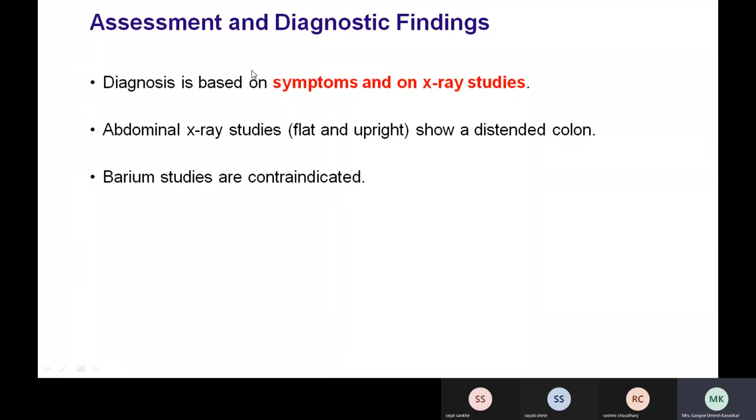What about the diagnostics? It is based on the symptoms and on the X-ray studies. For X-ray studies, the patient has to stand flat and upright. It will show a distended colon, and barium studies are not done. Why will barium studies not be done? You know what barium studies are, no? Why do you think barium studies will not be done? Why are they contraindicated?